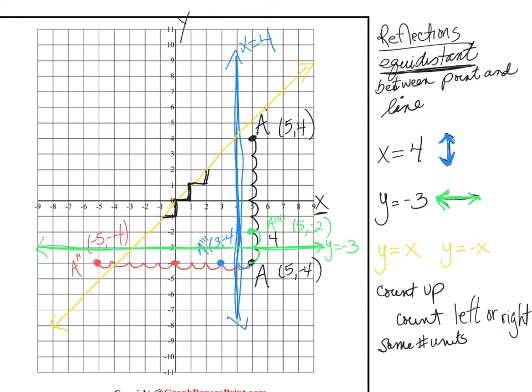Okay, so point A, I'll count to the left first. So let's see, I got 1, 2, 3, 4, 5, 6, 7, 8, 9. So it's 9 units to the yellow diagonal line to the reflection. So then that means I have to count 9 units up. 1, 2, 3, 4, 5, 6, 7, 8, 9. So my reflection of A over y equals x, my diagonal, gives me a coordinate of negative 4, 5.